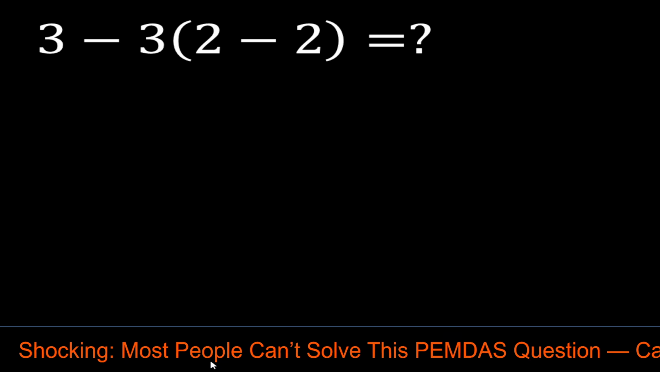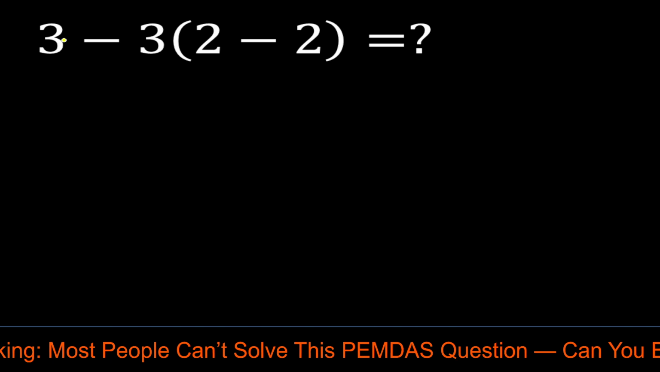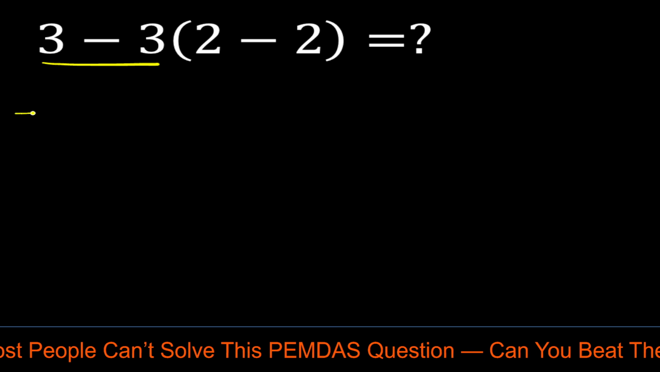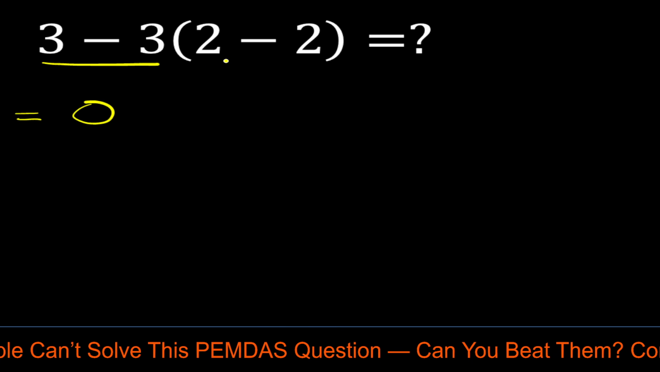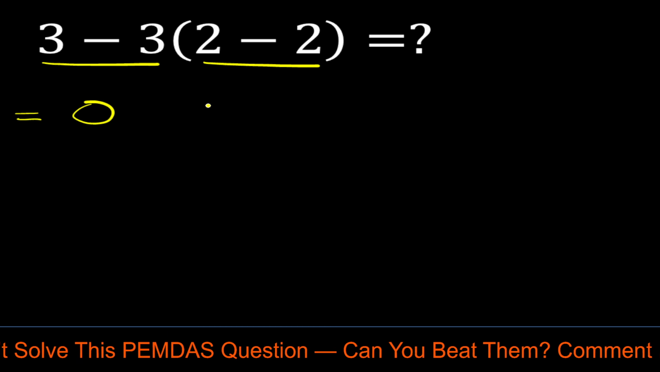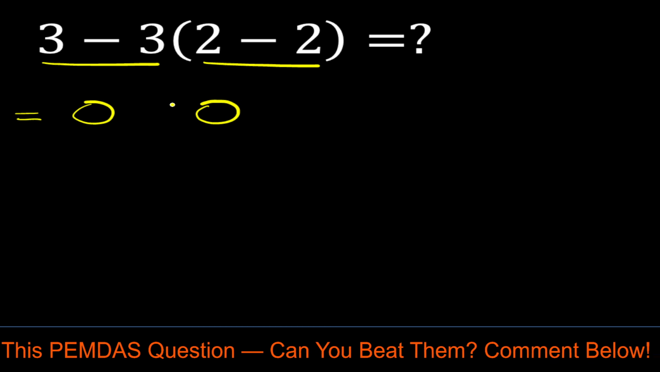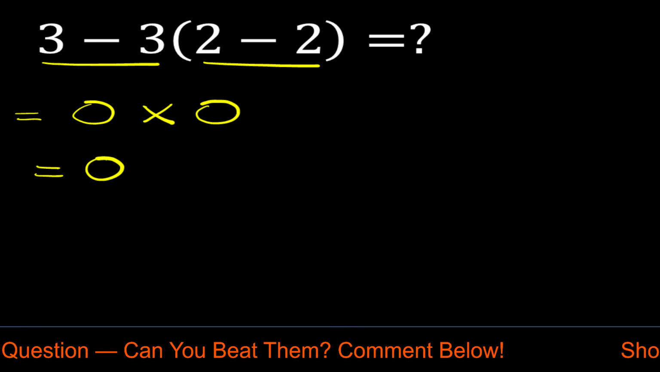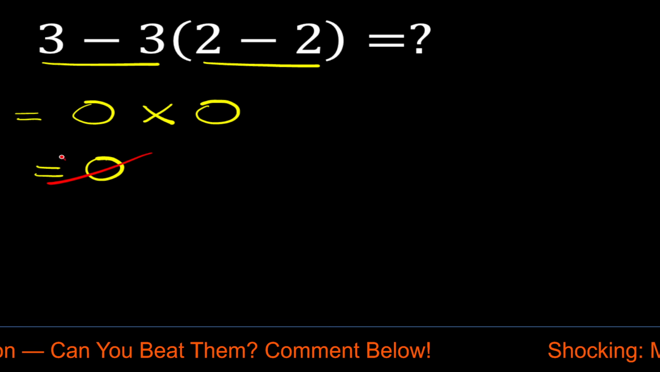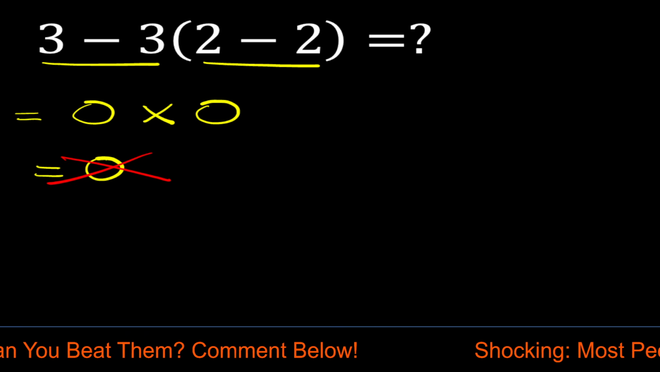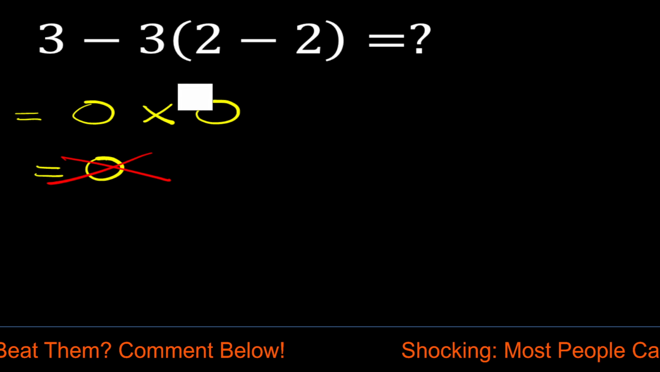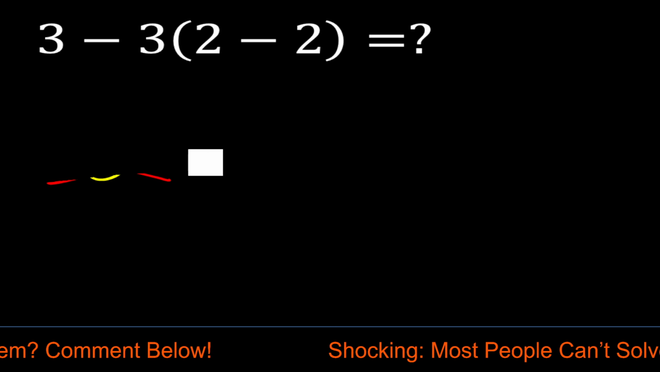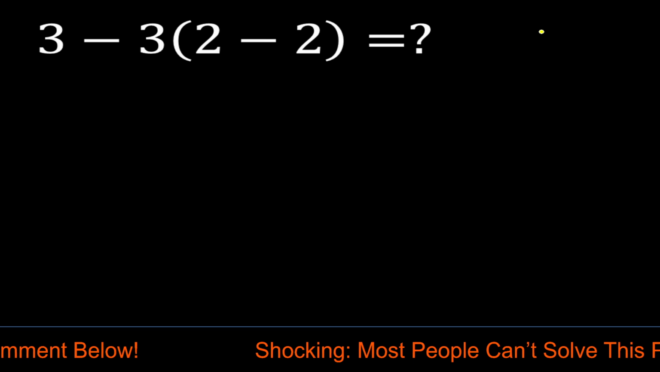So most people solve this question like 3 minus 3 is equal to 0. Then 2 minus 2 is also equal to 0, right? So now 0 times 0 is equal to 0. But this answer is not correct. This answer is completely wrong. So now let's solve this problem correctly by using the PEMDAS rule, right?